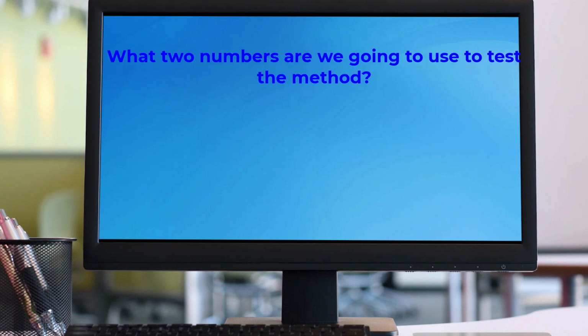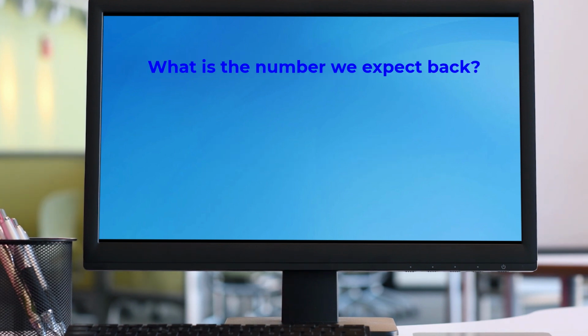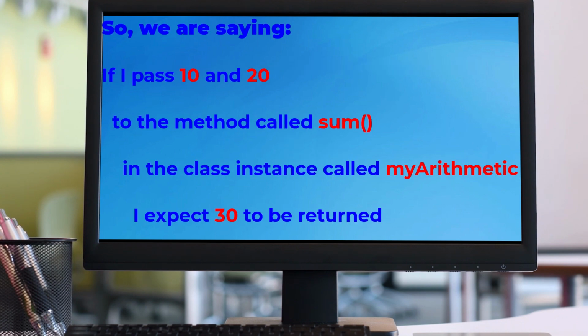What 2 numbers are we going to use to test the method? Let's say we use 10 and 20. What is the number we expect back? Well, we should be expecting the total to come back as 30. So we are saying, if I pass 10 and 20 to the method called sum, in the class called myArithmetic, I expect 30 to be returned.